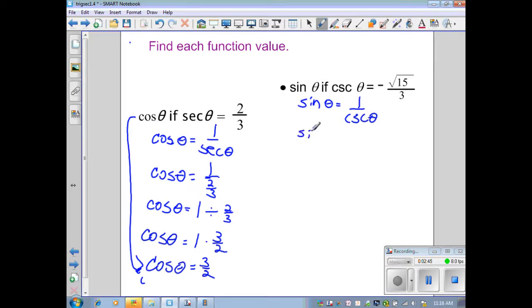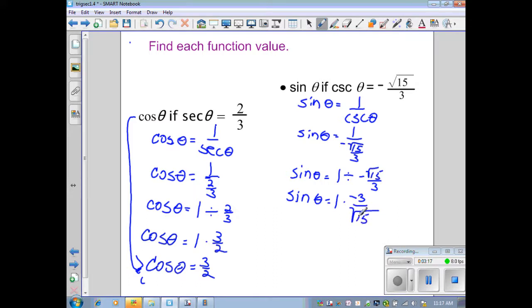So here, sine theta is going to equal 1 over the negative square root of 15 over 3. Sine theta will equal 1 divided by the negative square root of 15 over 3. Sine theta will equal 1 times, find the reciprocal, a negative 3 over the square root of 15. So sine theta is equal to a negative 3 over the square root of 15.